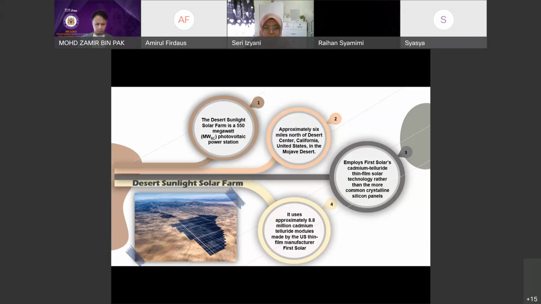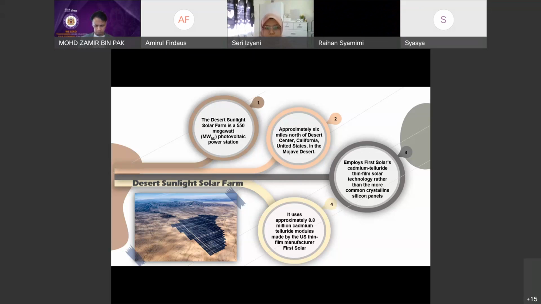The Desert Sunlight Solar Farm is a 150 megawatt photovoltaic power station. It is located approximately 6 miles north of Desert Center, California, United States, in the Mojave Desert. The sun shines at least 300 days of the year, bathing more than 8 million photovoltaic panels at the Desert Sunlight Solar Farm. All that free sunlight is converted into electricity that flows into California's thirsty power grid, eventually helping to charge iPhones in Los Angeles and switch on TVs in Sacramento.